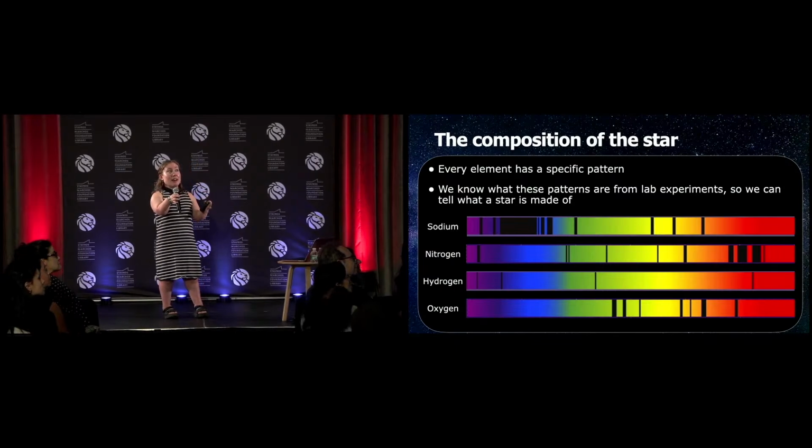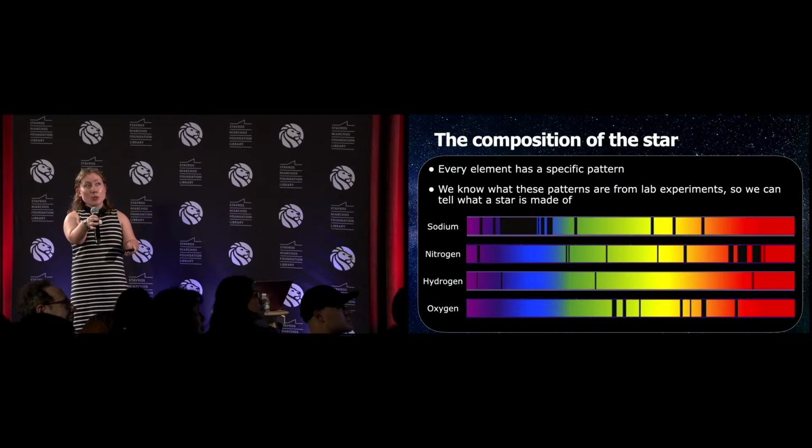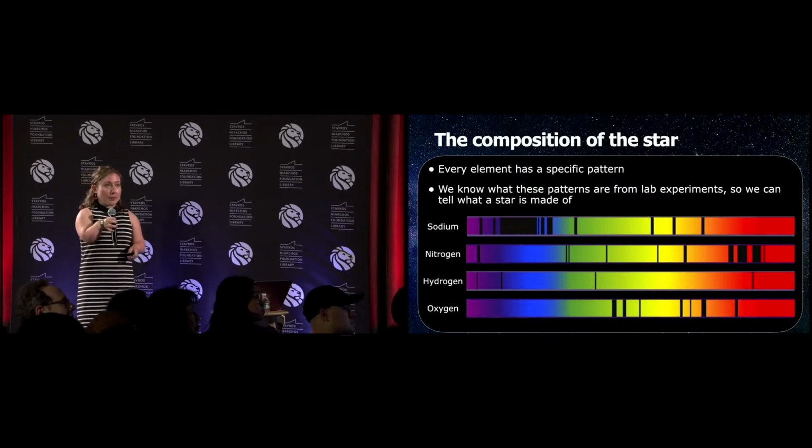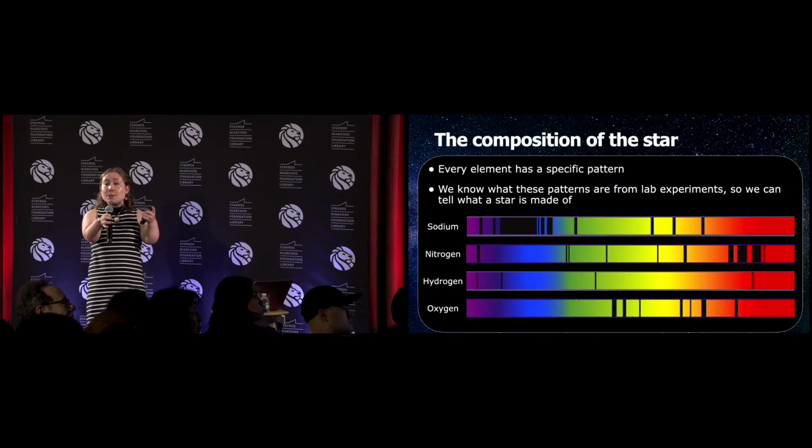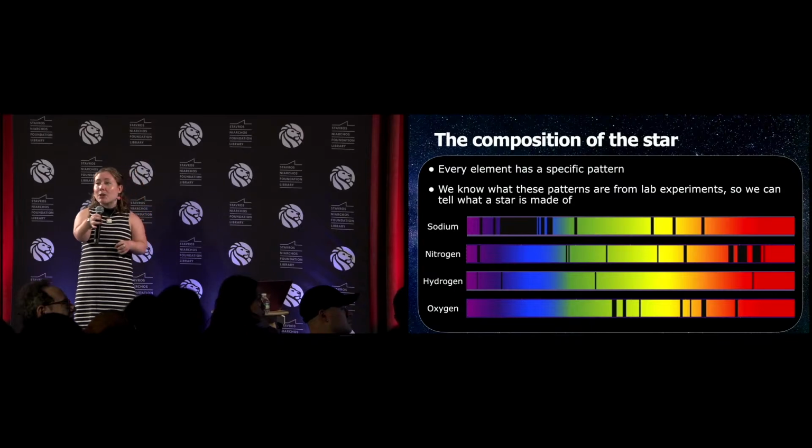So you can think about this as like a fingerprint. Each element has a fingerprint. I'm showing 4 examples here: sodium, nitrogen, hydrogen, and oxygen. And you should notice that each of them have different patterns of absorption lines. They're in different places, they're different widths. They don't line up. So when we see these patterns in the light of a star, we know those elements must be in that star. So it's like putting together pieces of a puzzle.